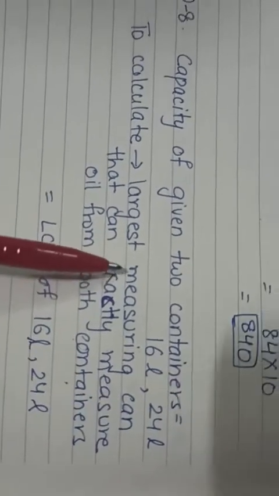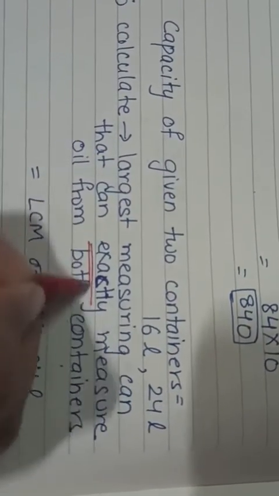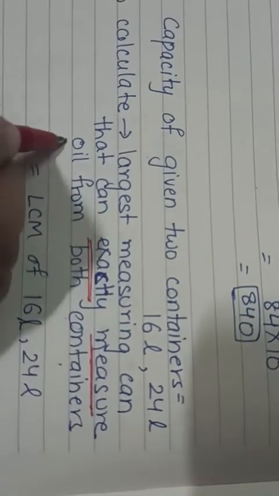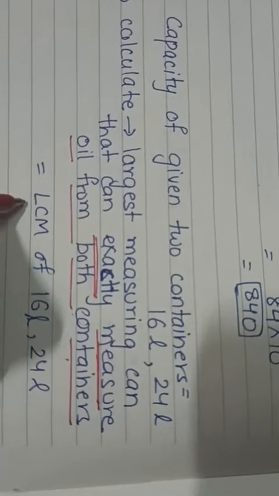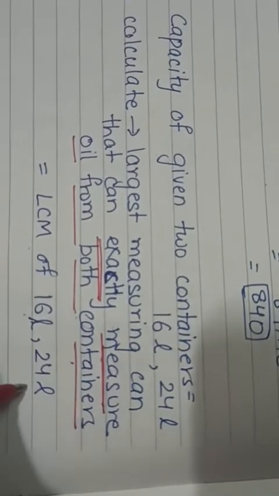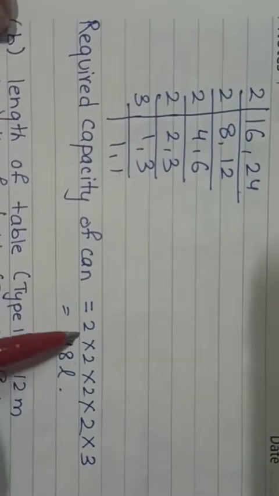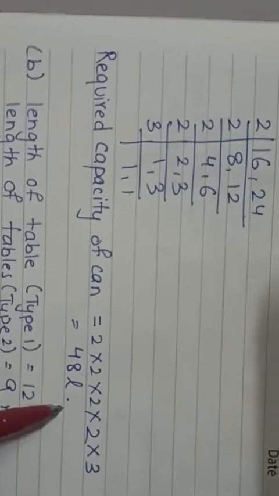For such problems, because we say that it is the exact measure of oil from both the containers, we have to find the LCM in such a situation. We'll find LCM of 16 and 24. I'm doing it by division method. I've done the prime factorization and the required capacity of can is 48 liters.